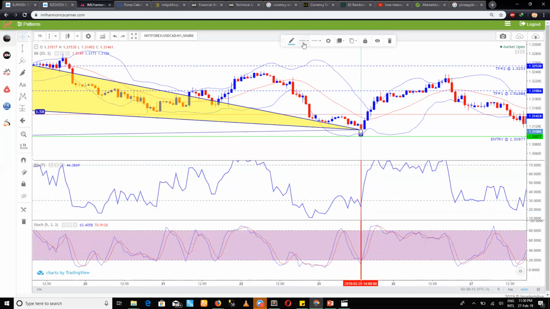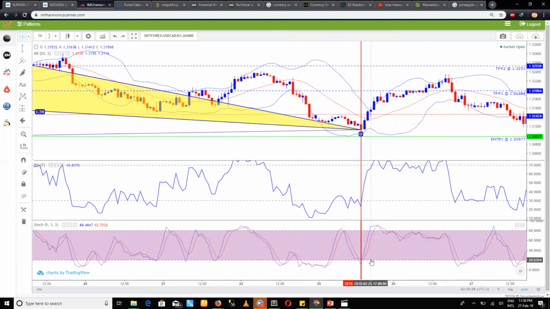So guys, what can we see? We can see that at the point D, we had RSI below 30. You can see what's happening. You can see the line falling below 30. We had stochastic below 20.